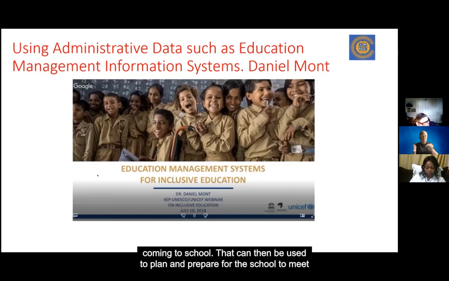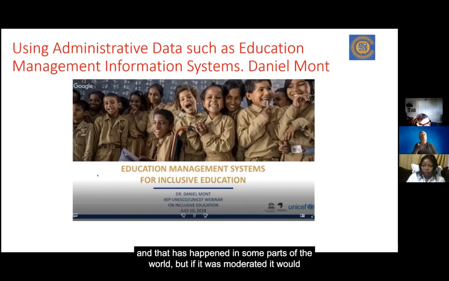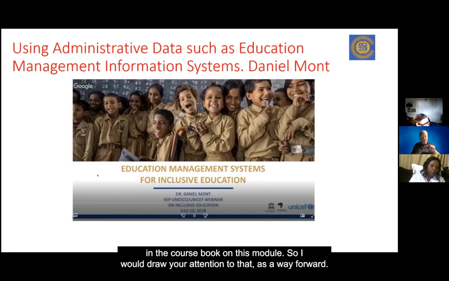And that can then be used to plan and prepare for the school to meet the wider needs of disabled children. And if it's incorporated into the planning cycle of the Ministry of Education, they can then resource the schools and train the teachers with regard to the numbers that are actually there to be measured. Obviously, you would need to moderate it, because it would be very simple for the teachers to make up large numbers of disabled children to get extra resource. And that has happened in some parts of the world. But if it was moderated, it would give us a way of management from annual school surveys and so on, which would then be translated into resources. And this has been done in Fiji, and it's written about in the course book on this module. So I would draw your attention to that as a way forward.